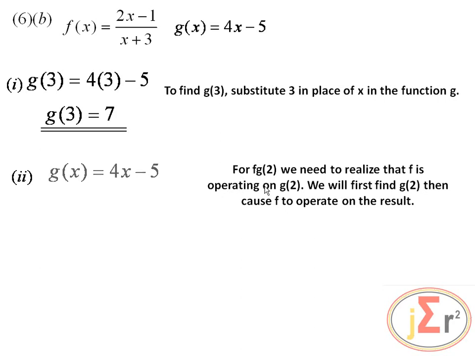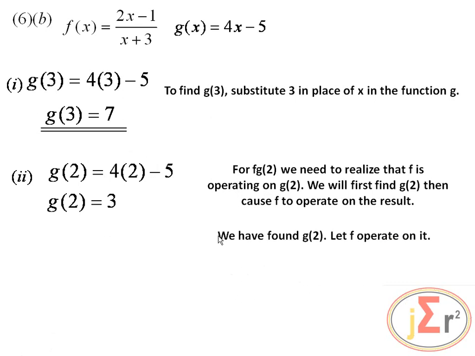So find g of 2 by substituting 2 in the function g. So where we see x, we put 2. g of 2 is 4 times 2 minus 5. 4 2's are 8, minus 5 is 3. Now we have found g of 2.